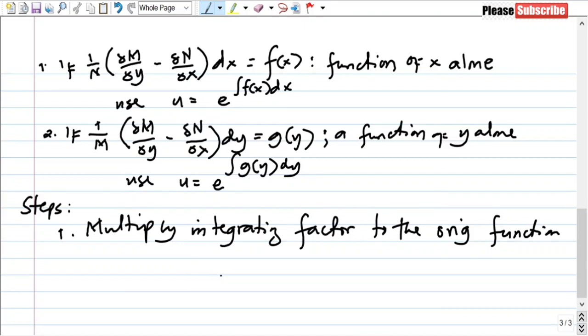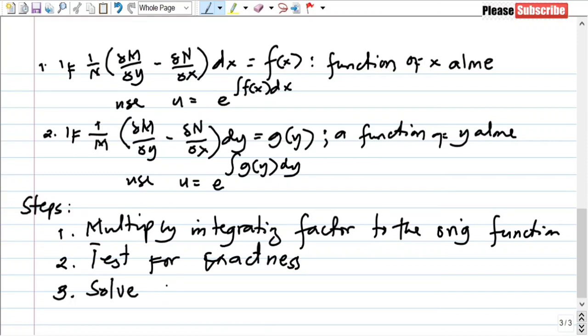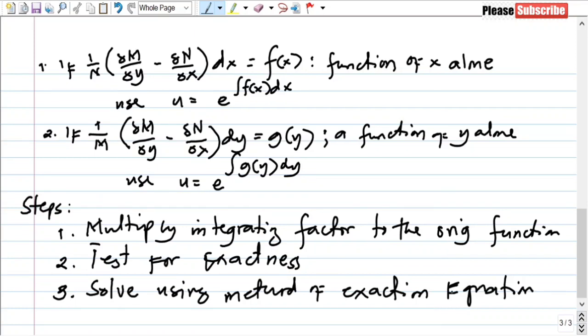Di ba sabi natin kanina na pagka i-multiply natin yung integrating factor dun sa original function, it becomes exact. So, anong susunod? Of course, magte-test for exactness ka. Kung exact nga siya talaga o hindi. So, test for exactness ulit. Now, kung na-test mo na exact sila, you have to undergo solution by method of exact equation. So, ganun. Pag na-test natin, and then exact siya, so solve using method of exact equation. Ayan. So, in method of exact equation, di ba, may mga several methods, techniques tayo to solve it.